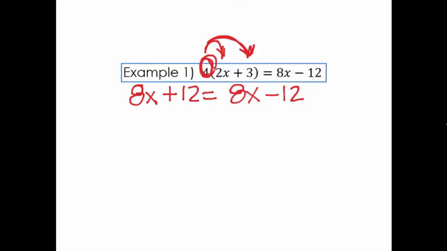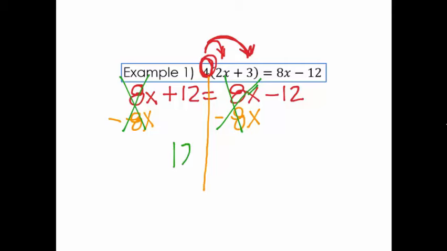So the first thing I want to do is to get my like terms on the same side. So I'm going to start by trying to move over this 8x to the other side using inverse operations. So if I subtract 8x from this side, then I have to subtract 8x from this side. When I subtract those 8x's from a positive 8x, they cancel on both sides. So this is one of those cases where your variables are gone. I'm simply left with 12 is equal to negative 12.